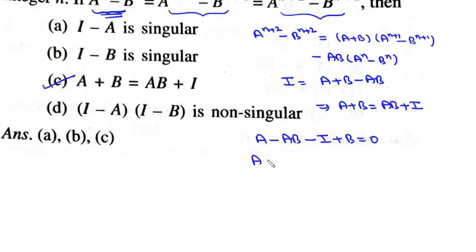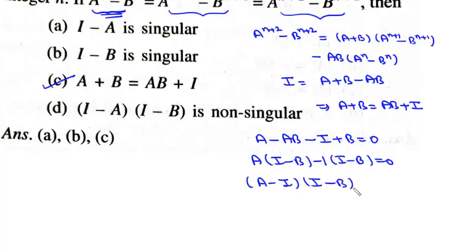So if we take this A, then we can write I minus B into minus 1, I minus B equals 0. So it will be A minus I into I minus B equals 0. Or we can write I minus A into I minus B equals 0. Now if determinant of I minus A is unequal to 0, then we can multiply it with I minus A inverse. In that case, we'll get B equals I.